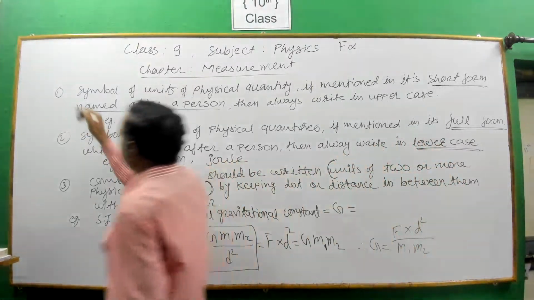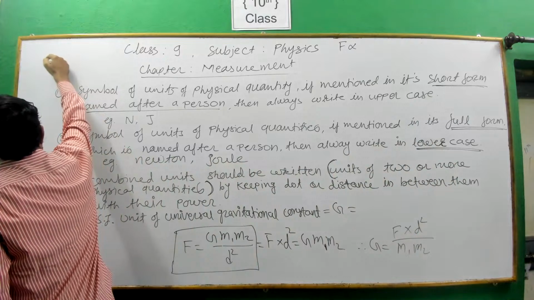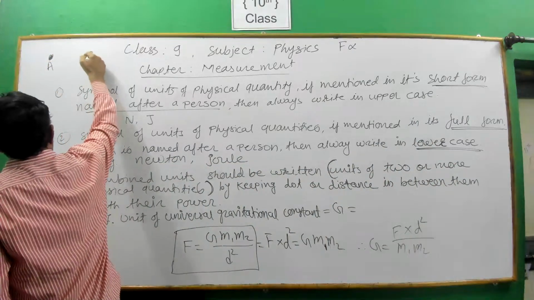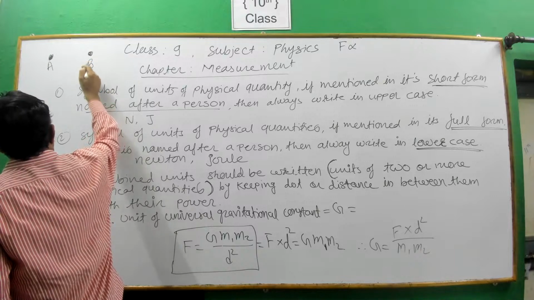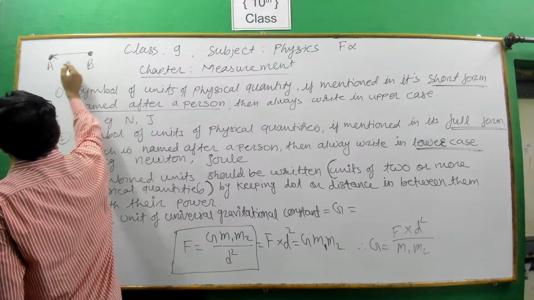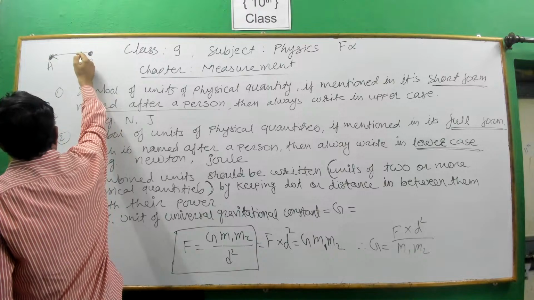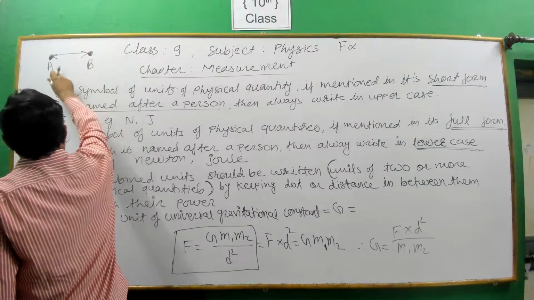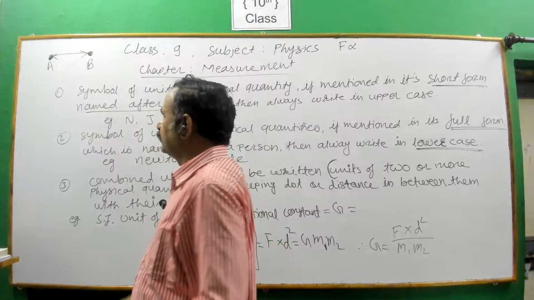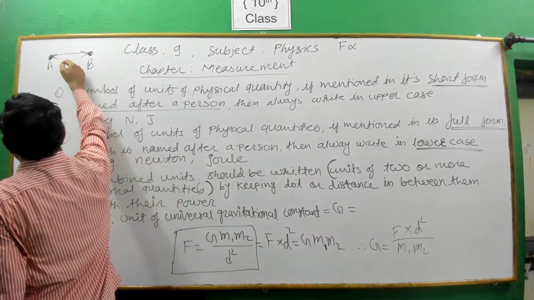Suppose we are having two bodies. This is body A and this is body B. Body A is pulling body B towards itself. At the same time, body B is pulling body A towards itself. Both are pulling each other, so what is there in both, children?